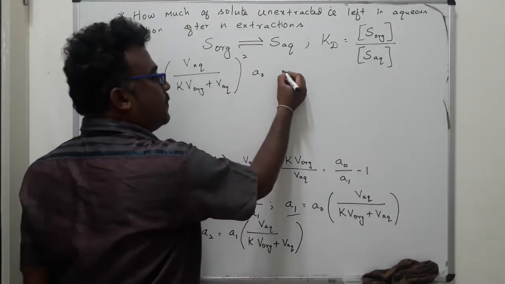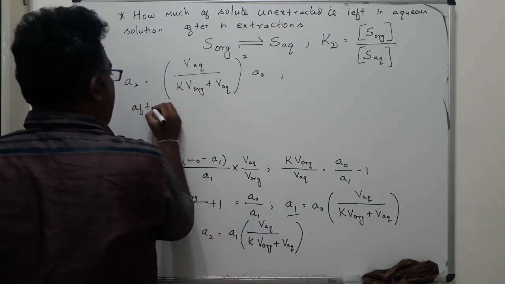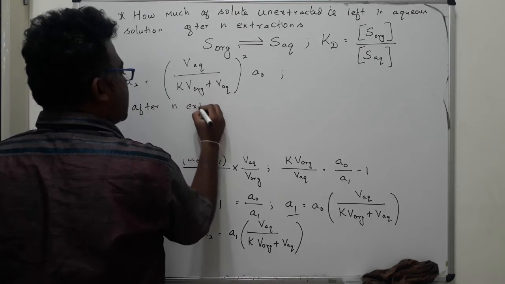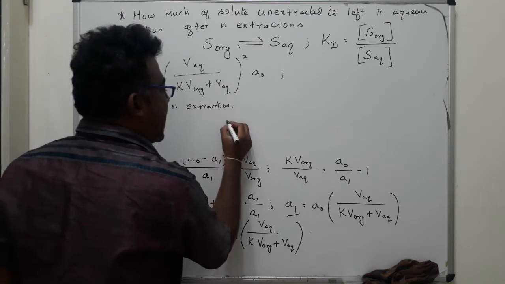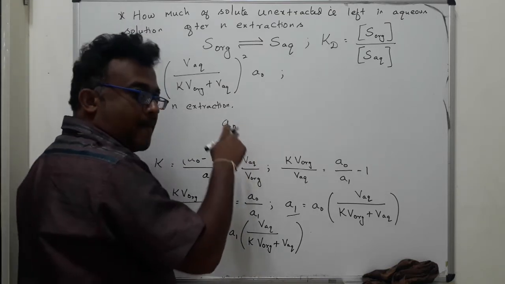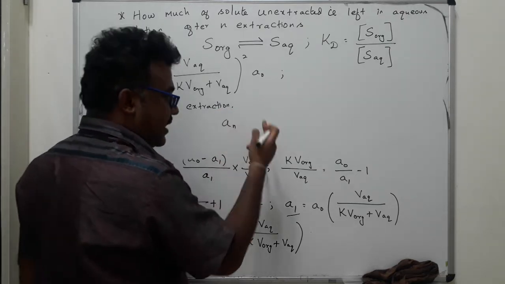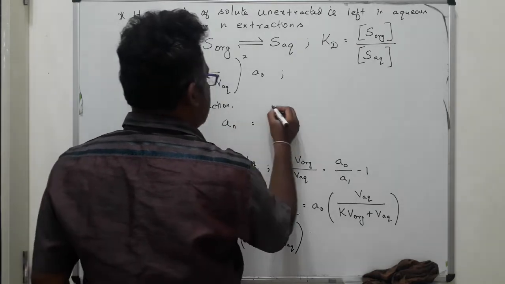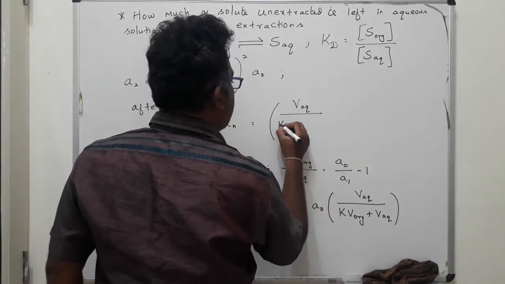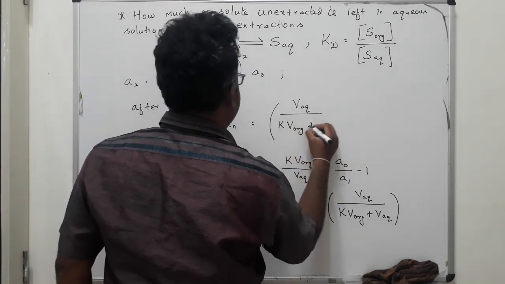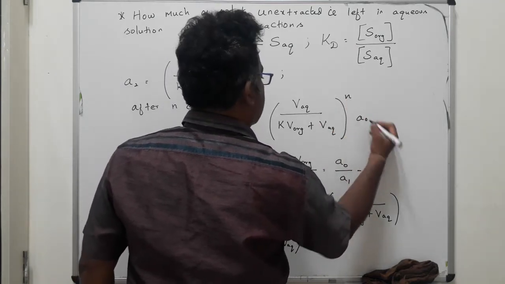Okay, now if you have done n extractions, what will happen? After n extractions, how many millimoles of solute are left, that you have to calculate. AN means, what does it mean? How much amount of solute is left after n extractions. So AN is equal to V aqueous by K V organic plus V aqueous, whole to the power n, times A0.